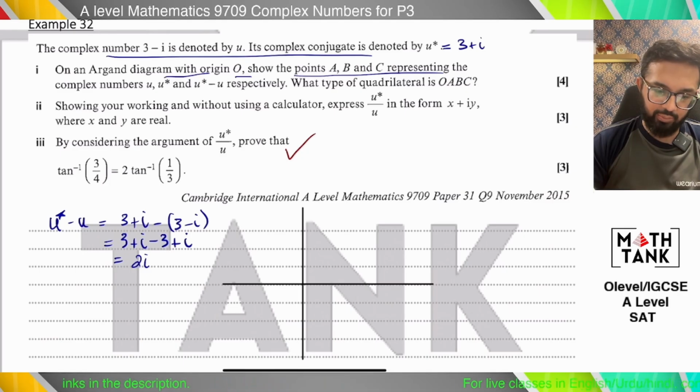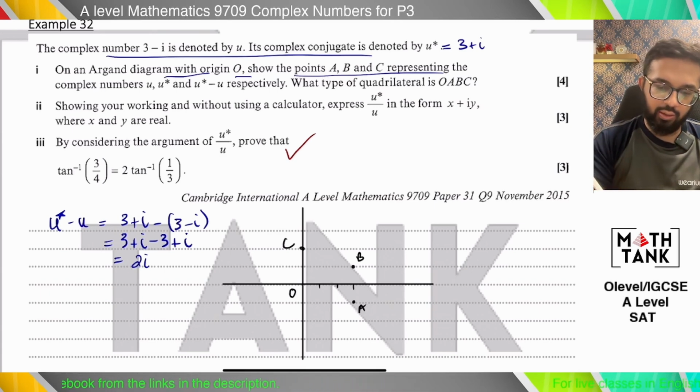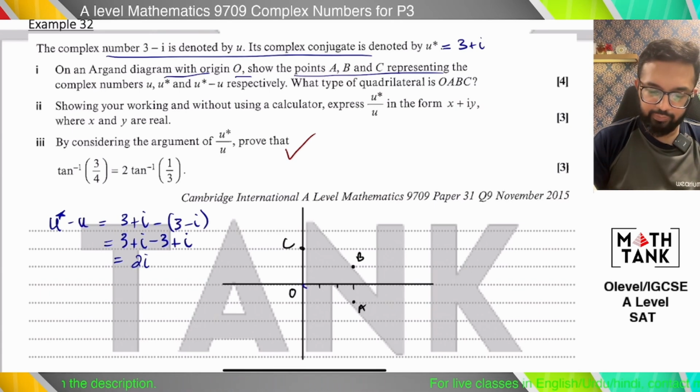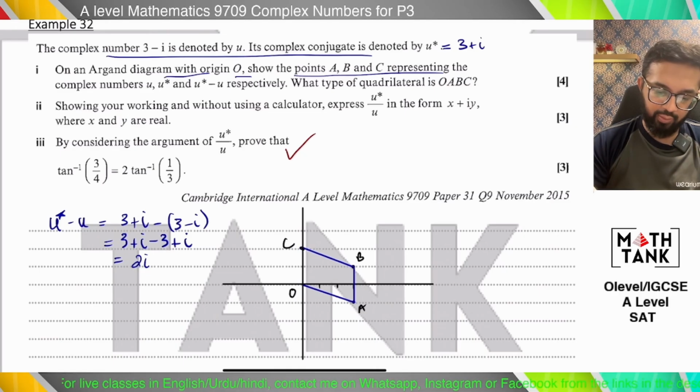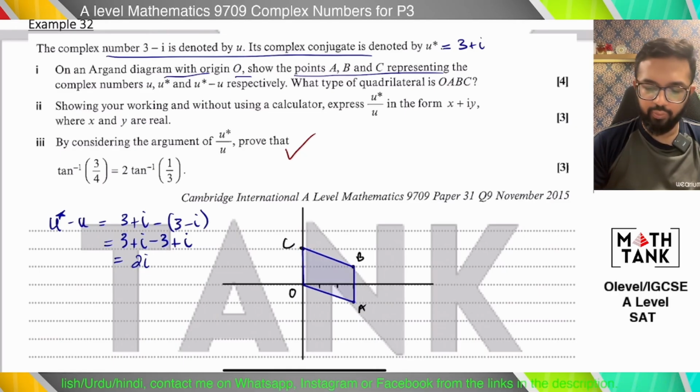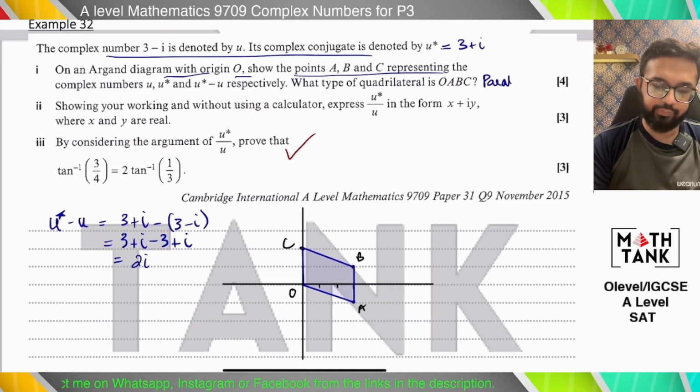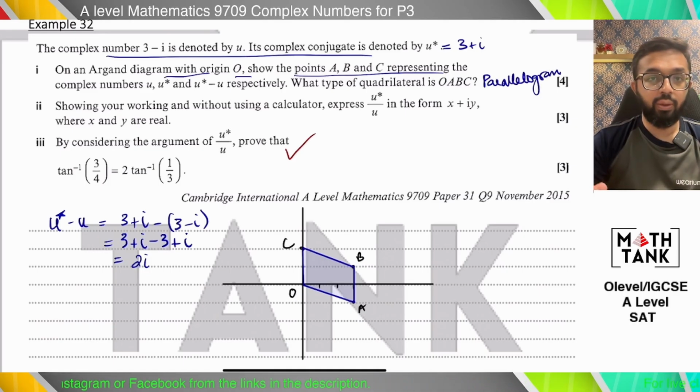Okay, 3 minus i, 1, 2, 3. 3 minus i and 3 plus i. So that's point O, A, B, and C. Okay, that looks like a parallelogram to me. It looks like a parallelogram. Okay, that's a parallelogram. I get full marks for doing this.